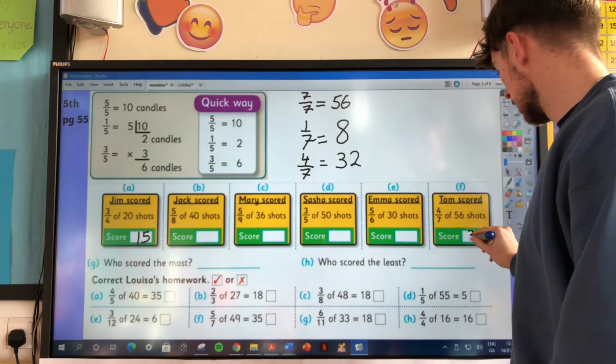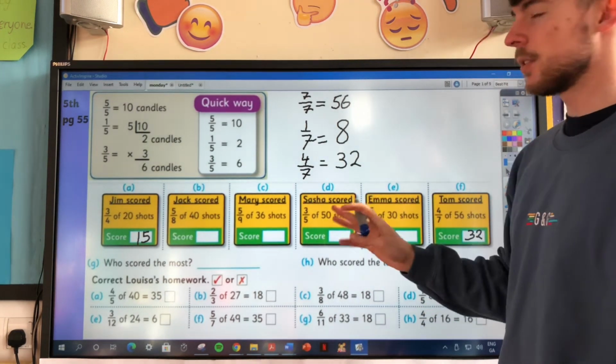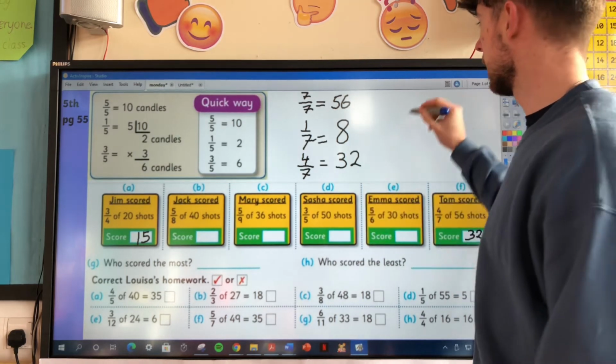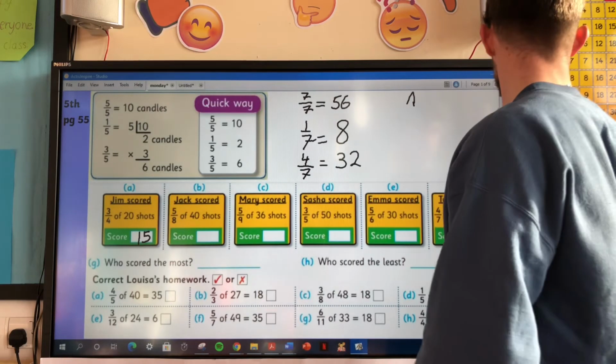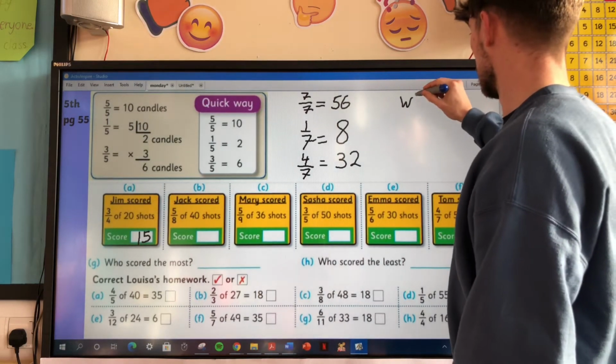So what's important is the first thing we do is get the whole fraction.